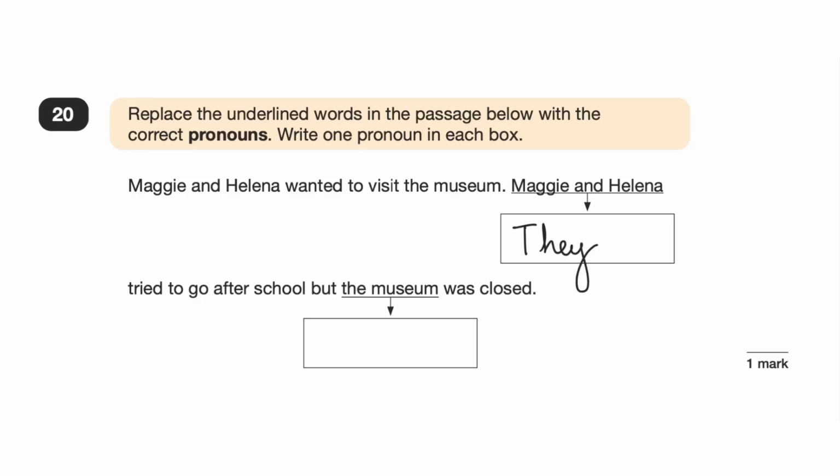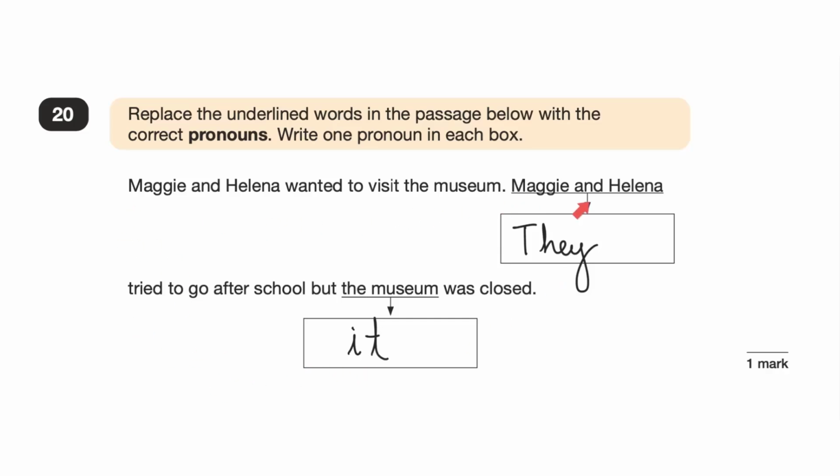Okay, they tried to go after school, but the museum was closed. And again, because this, like in the last example, is an object, it isn't a he or a she, it's more likely to be an it, but it was closed. Okay, very, very simple. It was closed. And that would get us the mark. Capital letter, there, it, and that makes complete sense.